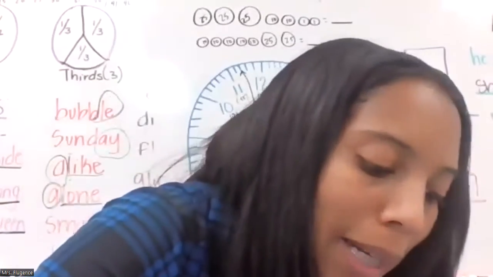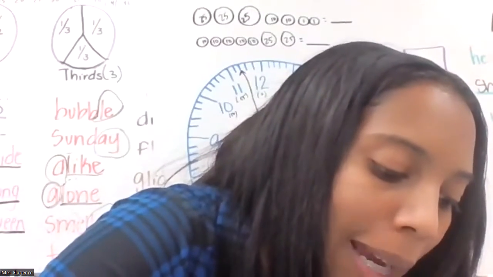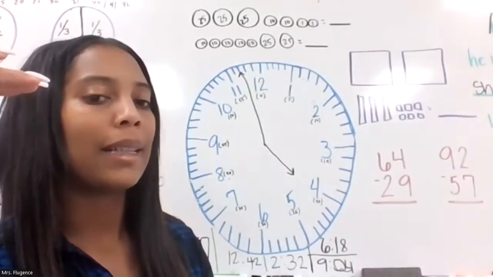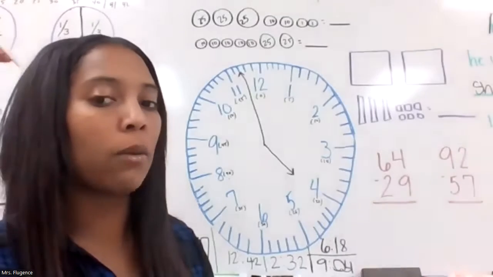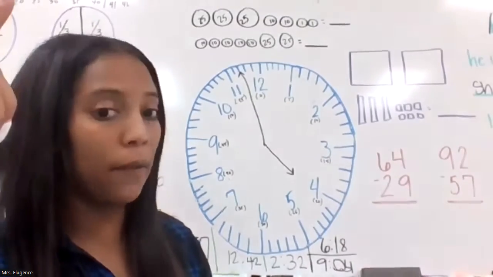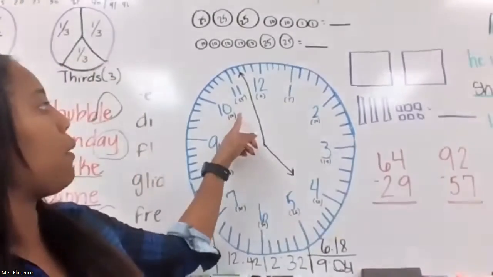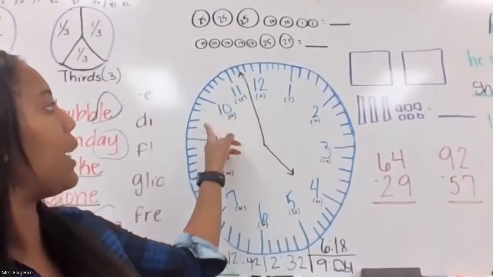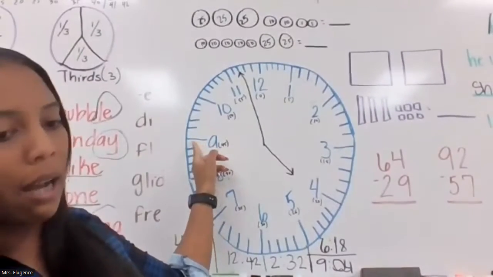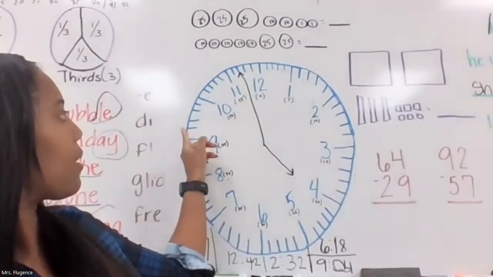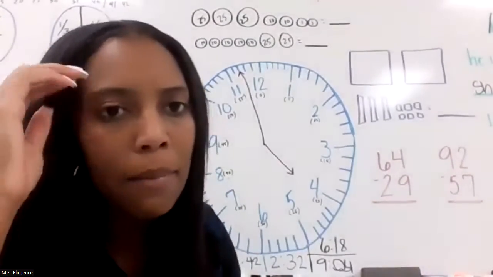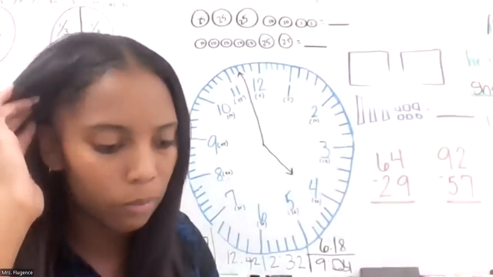So let's go ahead and figure out our minutes. So our minute hand, the long hand, is in between 9 and 10. So which five would that be? 9, which is 45. So look, if it was 50, it would have been going here, but it's between 9 and 10. So we have to say it's 9. So that's 45. Let's count till we get to where it is. 46, 47, 48, 49. What time is it? 1:49.